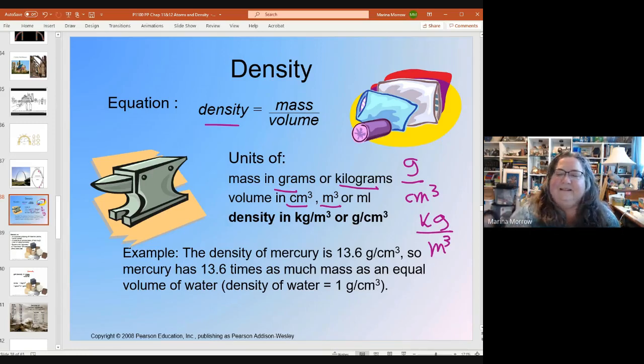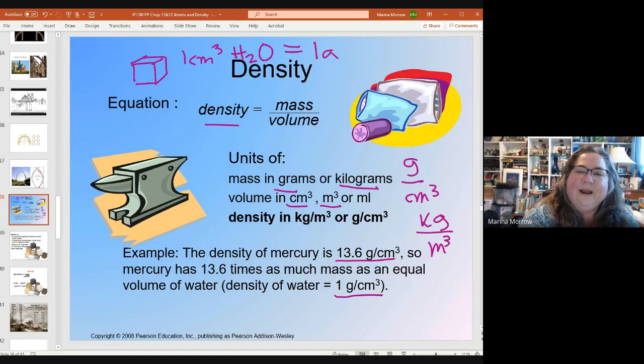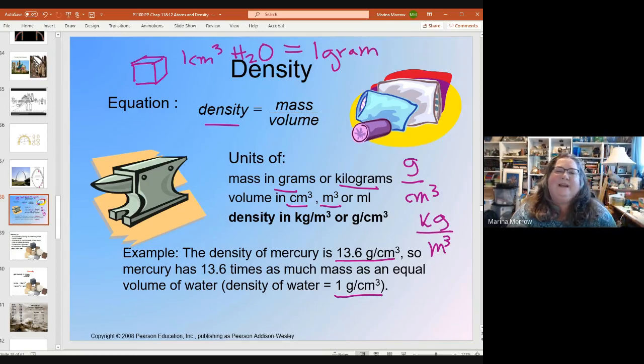So mercury has a density of 13.6 grams per centimeter cubed, and water has a density of 1 gram per centimeter cubed. So we talked about water before, and the definition of a gram comes from 1 centimeter cubed. We were talking about the metric system. 1 centimeter cubed of water has a mass of 1 gram. So the density of water is 1 gram per centimeter cubed.